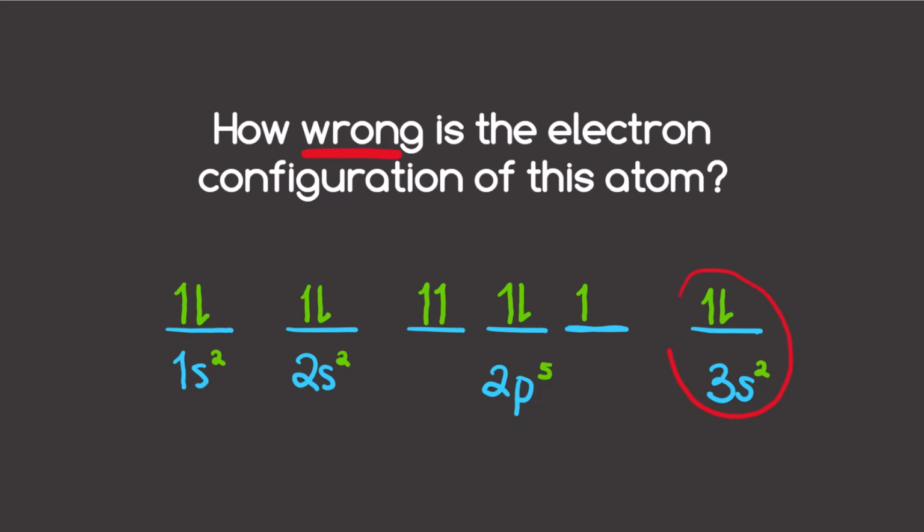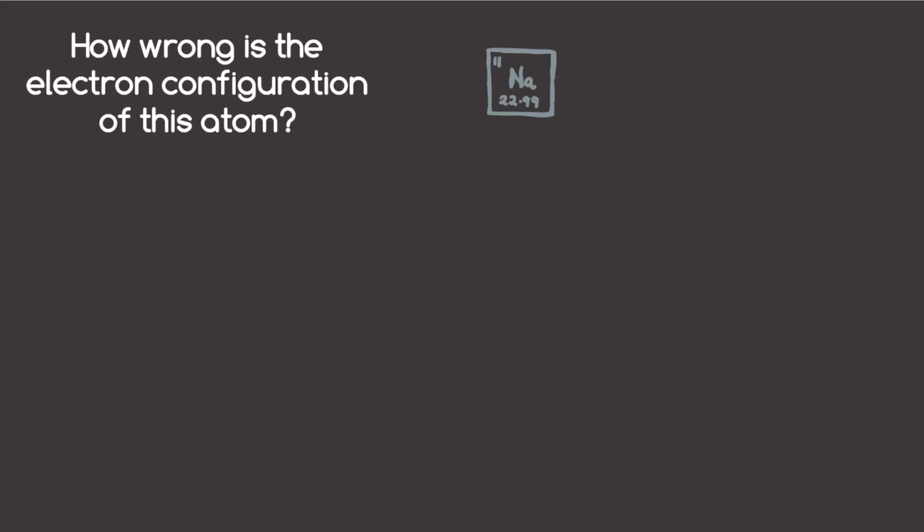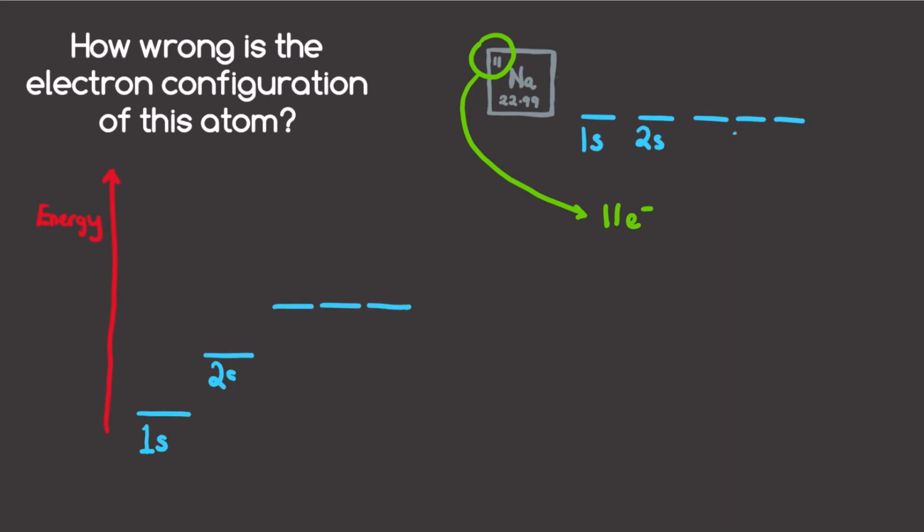First, it doesn't follow the n plus l rule, and finally, it doesn't follow the Pauli exclusion principle. Therefore, the solution is based on the number of electrons. We determine that the atom is sodium with 11 electrons. Next, using the n plus l rule, the order of the orbitals from lowest energy to highest energy is 1s, 2s, the 2p orbitals as shown right here, and finally the 3s orbital.